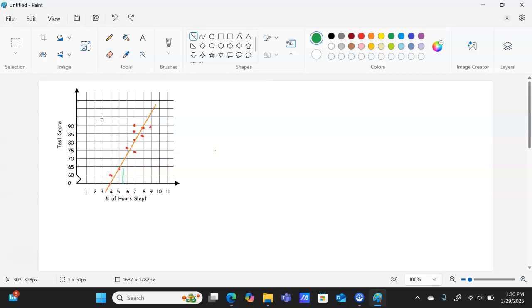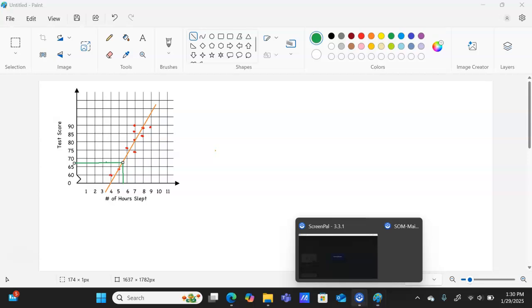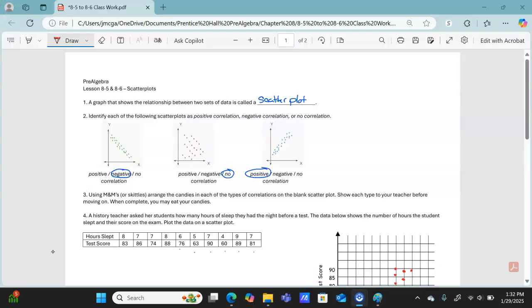So here's 5.5. And then once we hit the line, we go over from where we hit the line until there. So the y value or the vertical value would be like 68 about. And so that's how you do that. And that's what we covered for lessons 8.5 and 8.6 in class.